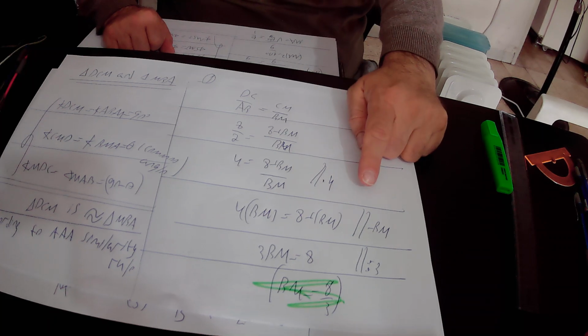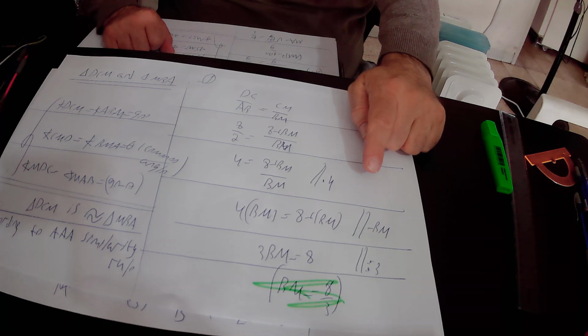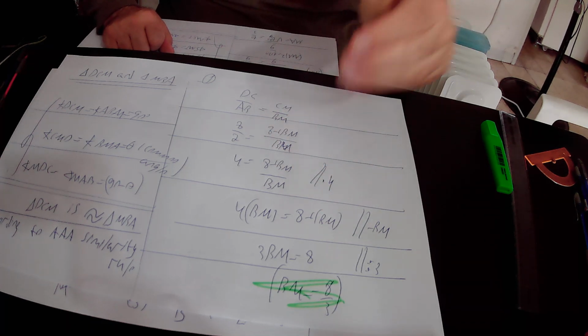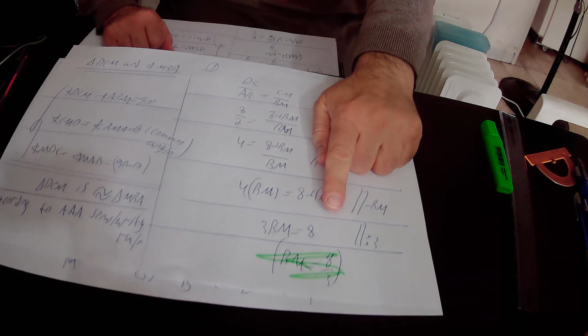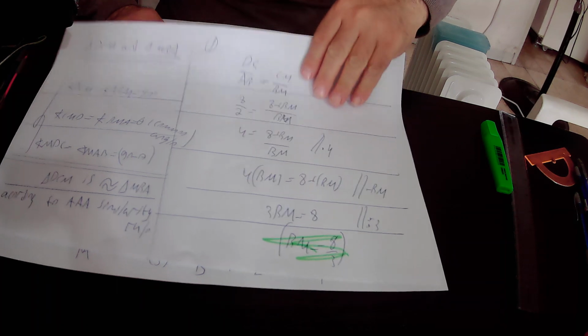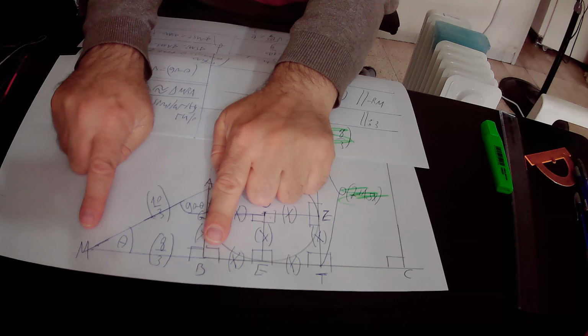Here we subtracted BM from this equation, and found out that 4BM minus BM is 3BM, so 3BM equals 8. Here we divided this equation by 3 and finally found out that BM equals 8 over 3 units in its length. My segment BM equals 8 over 3 units in its length.